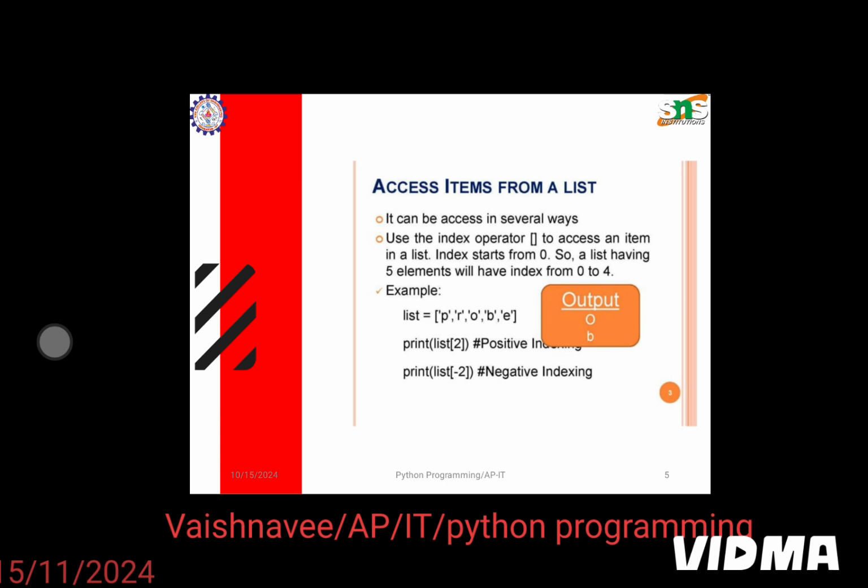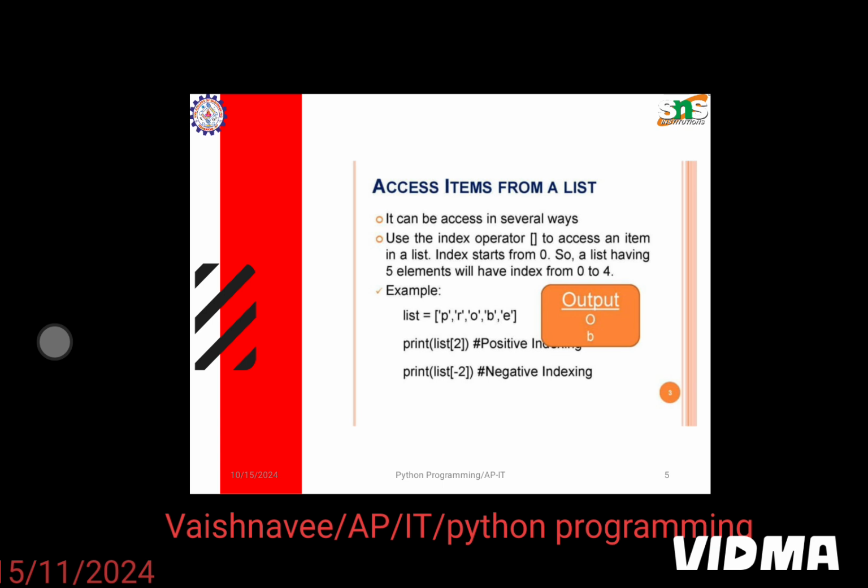We are going to print the list at index position 2. We all know the index begins from 0, then 1, 2, 3, 4, because there are 5 elements, so the index is from 0 to 4. So the element at position 2 is O. It will print O. When it comes to negative indexing, it prints B because it begins from -1, -2 in the reverse order, from the last element to the first element. So by using the index position, we can access the element.